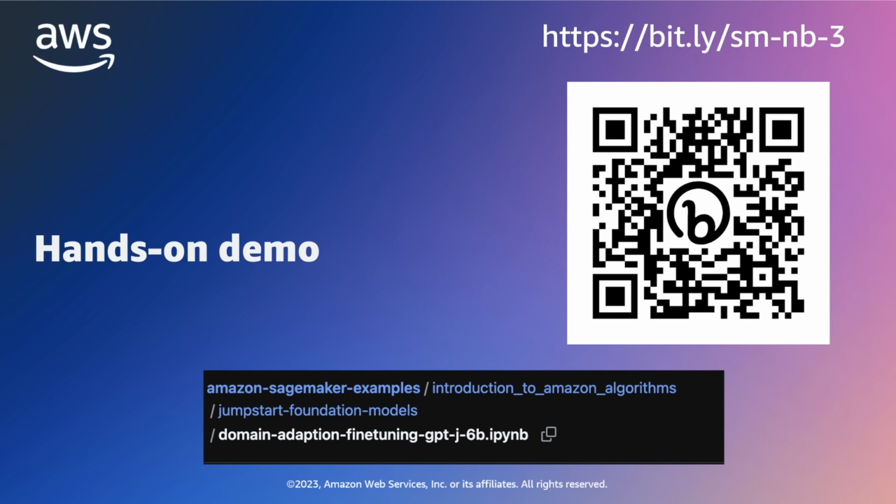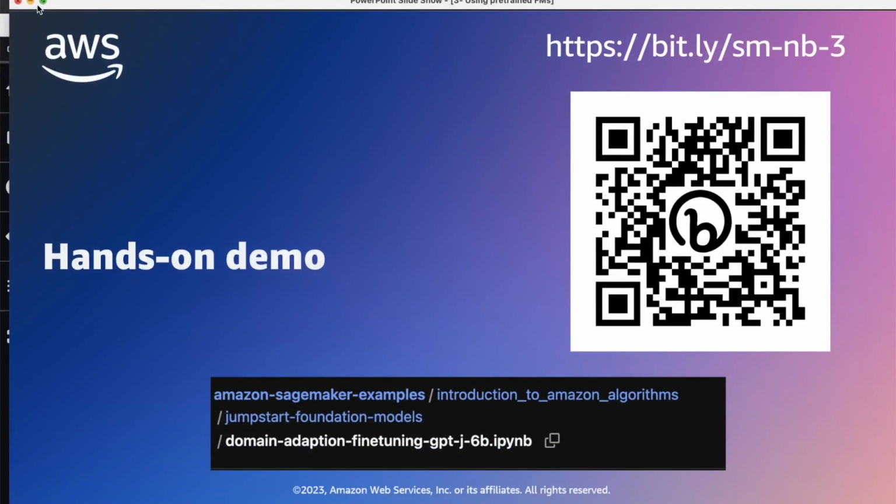And so, same as last time, the notebook is available in the SageMaker examples. SageMaker examples, that's right here. Intro to Amazon Algos, Jumpstart, and then we're going to run this guy. As before, here's your bit.ly, which you can use if that's easier. Alternatively, feel free to use the QR code. So with that, let's get moving.